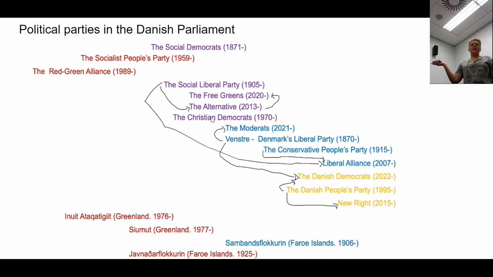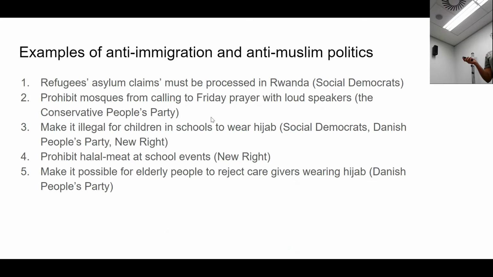So this is the Danish mess, just so that you have a context for this kind of multi-party system. During the election campaign, there's a lot of anti-immigration, anti-refugee, and anti-Muslim policies suggested. Some of them are mentioned here. The idea that refugees' asylum claims must be processed in Rwanda. So we basically want every refugee who wants to enter Denmark to go to Rwanda first.